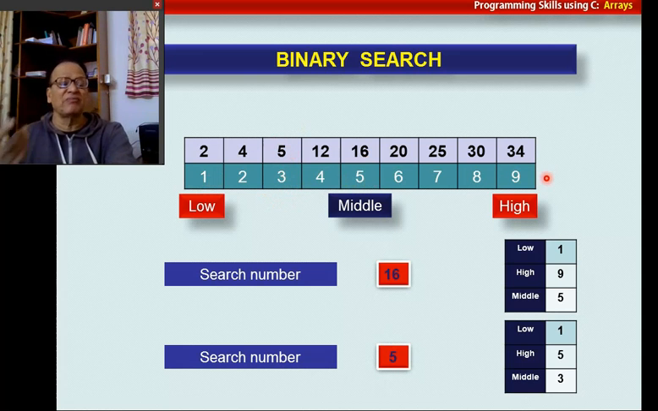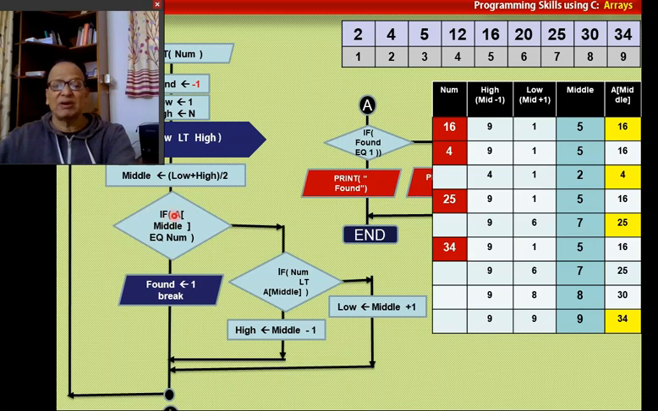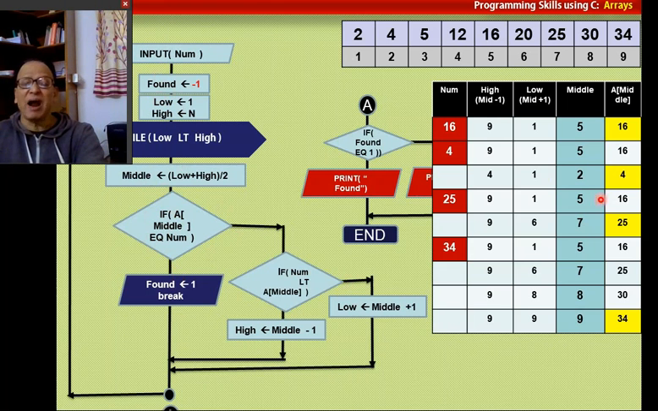So this is the algorithm we are going to follow. We are going to have two indices, low and high. We find the middle index, and every time we ask this question: is a of middle equal to the number? If it is so, then I say found is equal to 1. We start the whole search with found equal to minus 1, meaning not found, and then we set found equal to 1. I come out of the loop, break the loop, and then list that number and say it is found in the list.